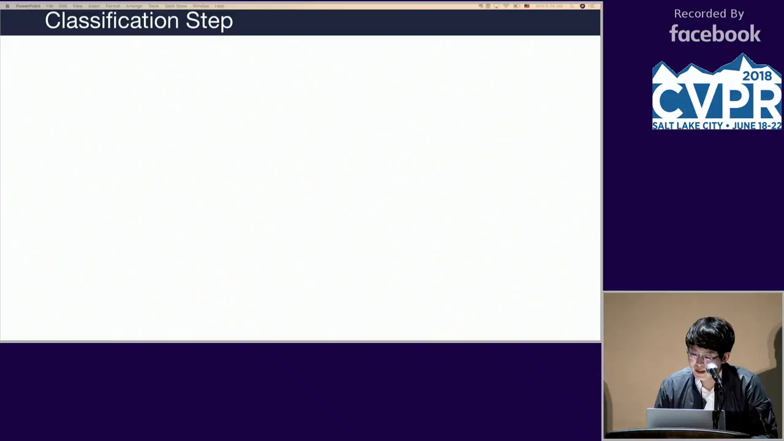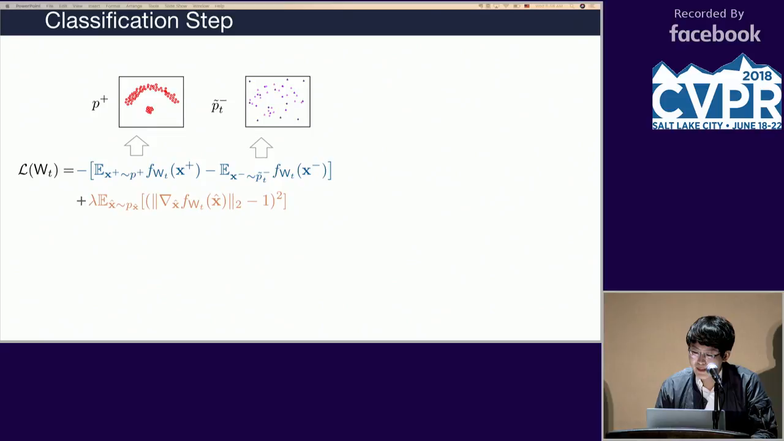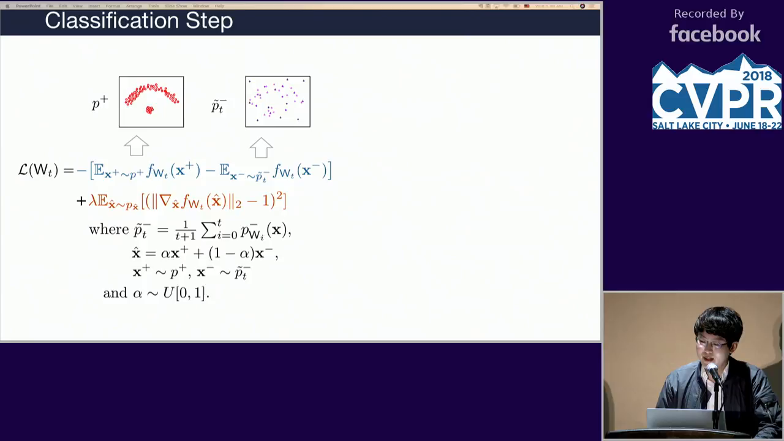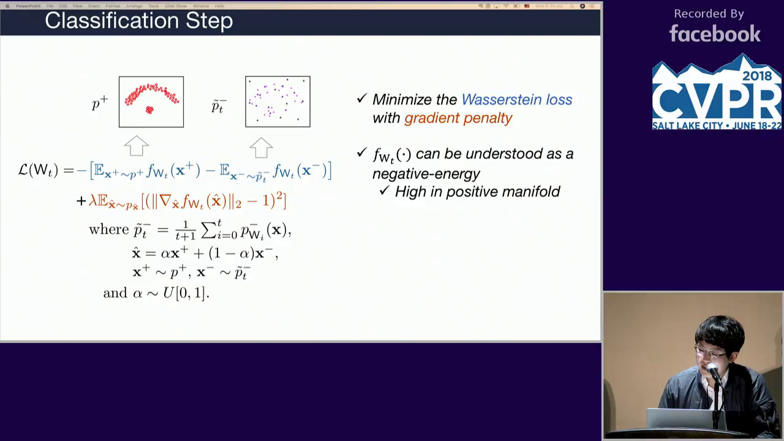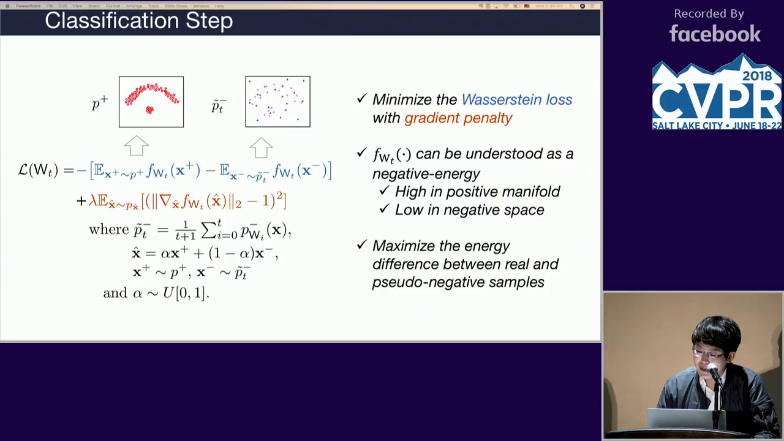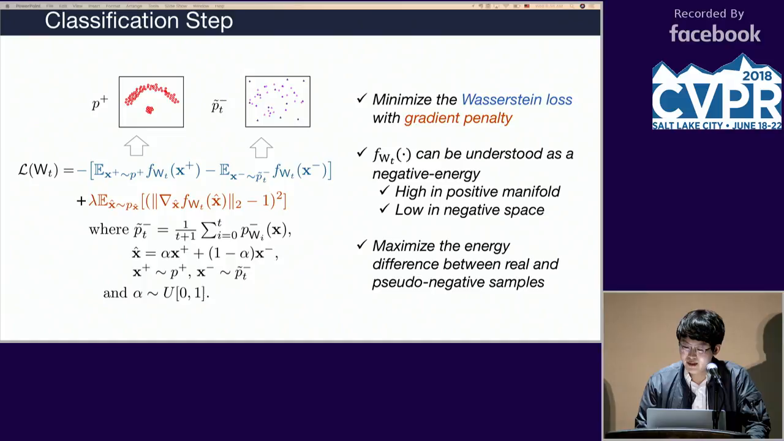Next, let's take a closer look at the classification step. We minimize the Wasserstein loss with gradient penalty to enforce the classifier output F sub W T to be one-Lipschitz. We can interpret F sub T as a negative energy, in the sense that the loss enforces F sub T to be high in the manifold of positives and low in the space of negatives. In this sense, we note that minimizing Wasserstein loss amounts to maximizing the energy difference between real and pseudo-negative examples. Since the negatives span a much larger space than the positives, it is very crucial to have pseudo-negatives cover the entire space. This is the reason why we are keeping all the history of pseudo-negatives.